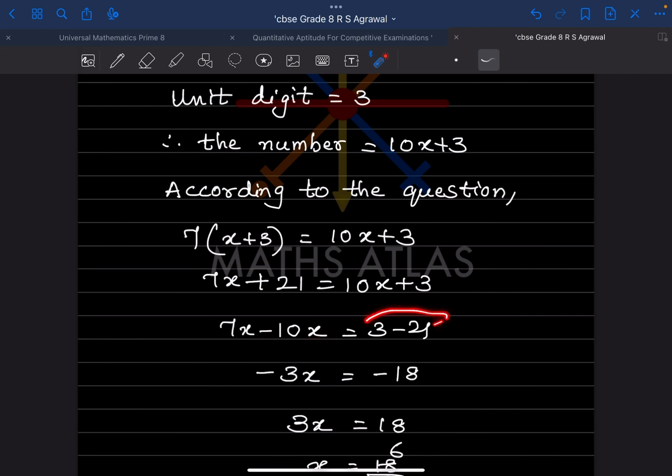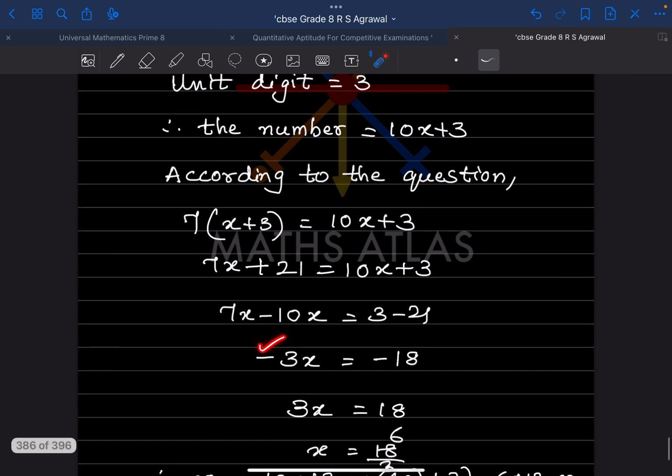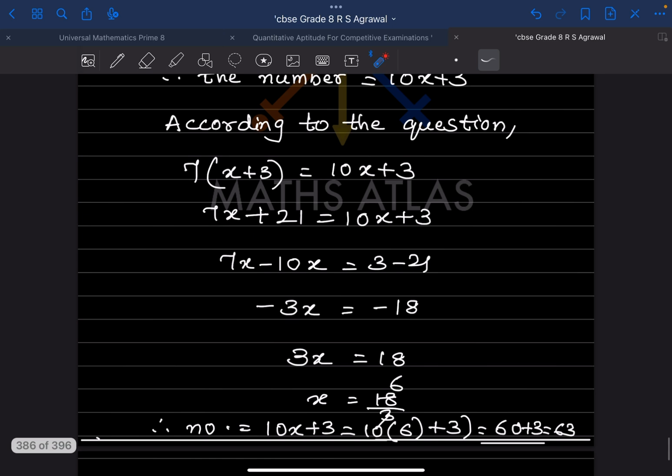So here minus 21 plus 3 is going to be minus 18. Now both places there is minus, so it will get cancelled out. Or you can also write minus 18 divided by minus 3. So now this is going to be 3x is 18. So x will be 18 divided by 3. So x is 6.